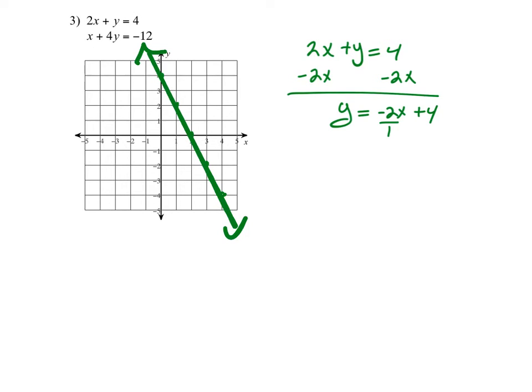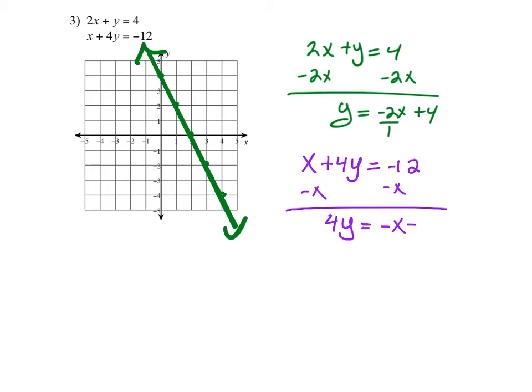So the next one is x plus 4y equals negative 12. So minus x on both sides. So 4y equals negative x minus 12. And now I'm just going to divide by 4. So y equals negative 1/4 x minus 3. Right, so I'm starting at negative 3. Now I'm moving 1 up.